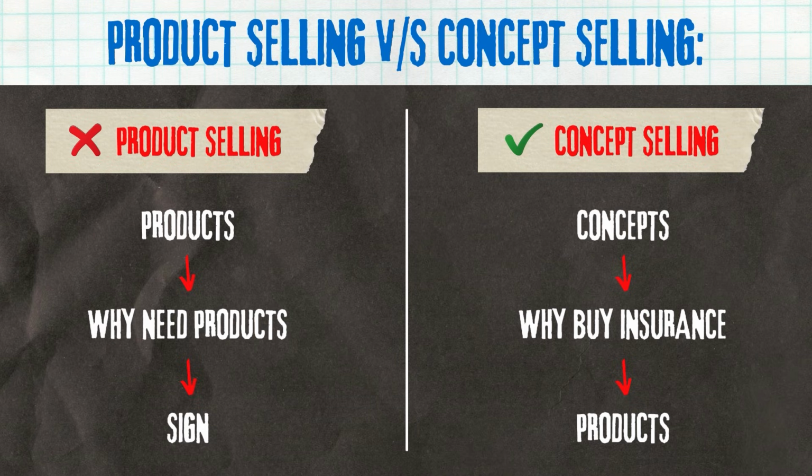Later on, I found out that this method was too salesy, and that's why I started to design the concept selling method, which I've been trying to share in the past 2 years. This method works like this. First, you start off with a concept to explain to your clients why they need insurance. Only when they acknowledge that insurance is important do you start to introduce your products.